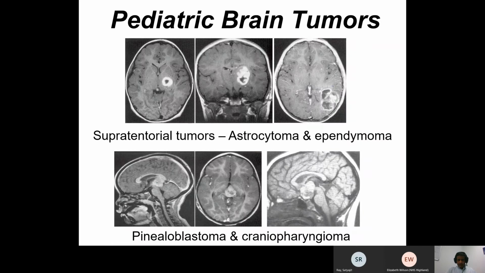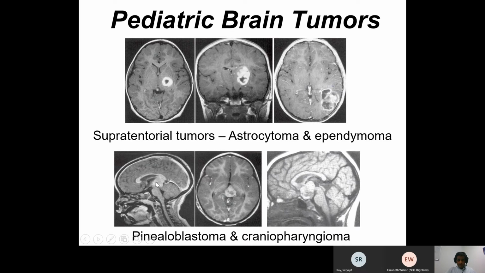So pediatric brain tumors. In other words, some of them are supratentorial ones like astrocytomas and ependymomas. The astrocytomas' typical location is in the cerebral hemispheres, and they have a mixed solid component and cystic component. This one is in the ventricle. Within the ventricle, it's an ependymoma, which has got a solid component as well as a cystic component with enhancement around it.